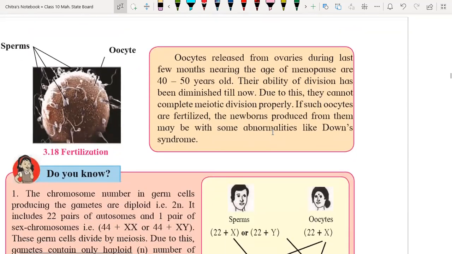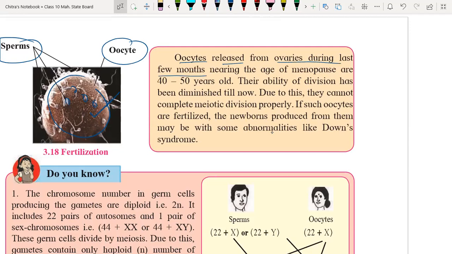So this is the scene. If you observe here, this is the egg cell, and here we have many sperm cells. But only one is going to fertilize that particular egg cell. So this is the oocyte, meaning the egg cell, and all these are the sperms. The oocyte is released from the ovary.